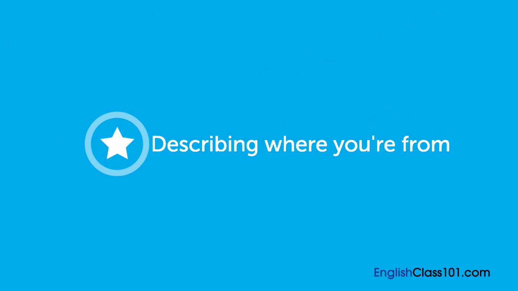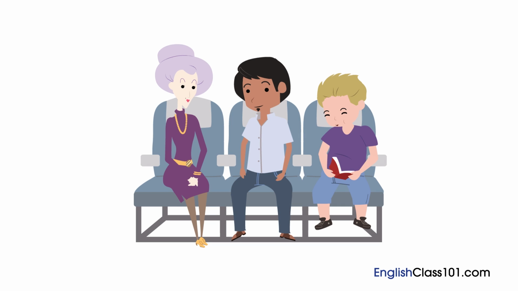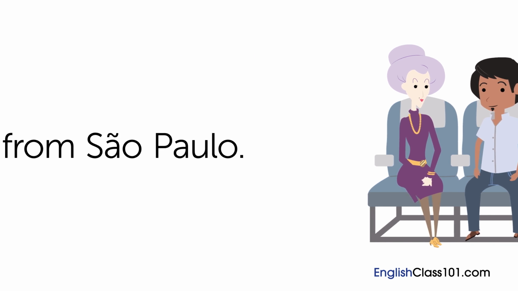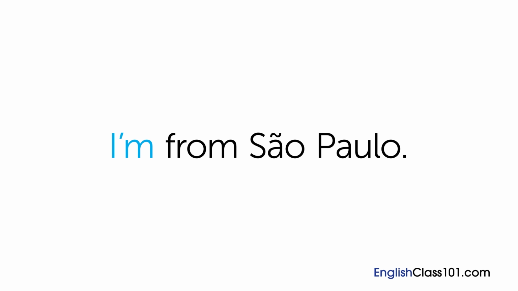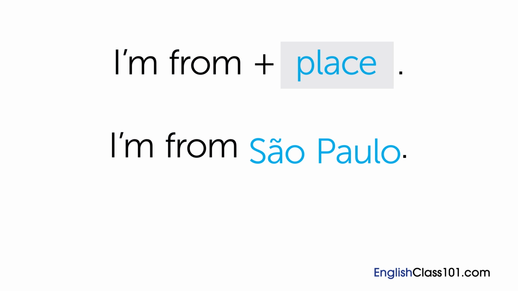Now the lesson focus. Here's how to talk about where you're from. Ready? Do you remember how Gustavo explained where he was from? I'm from Sao Paulo. First is a contraction, meaning I am. I'm. Next is the word from, and last is a place name. Sao Paulo. Together it's, I'm from Sao Paulo. The structure is, I'm from plus the place name.